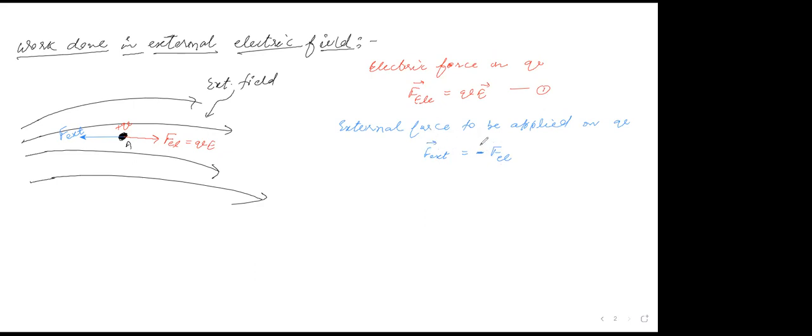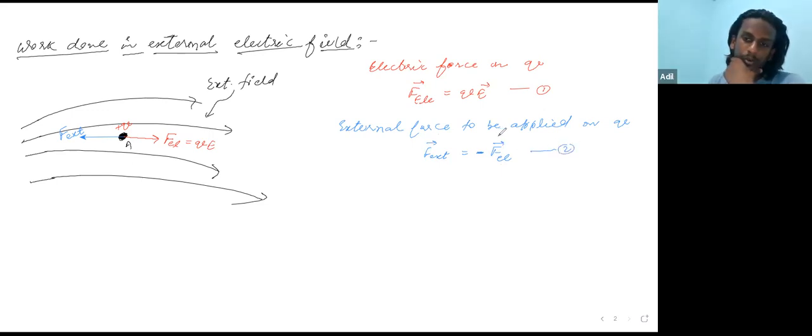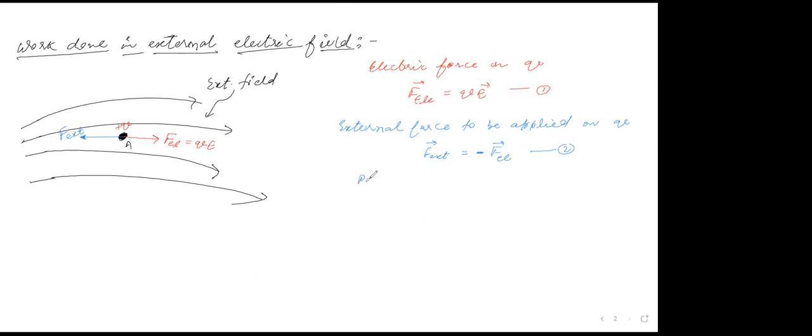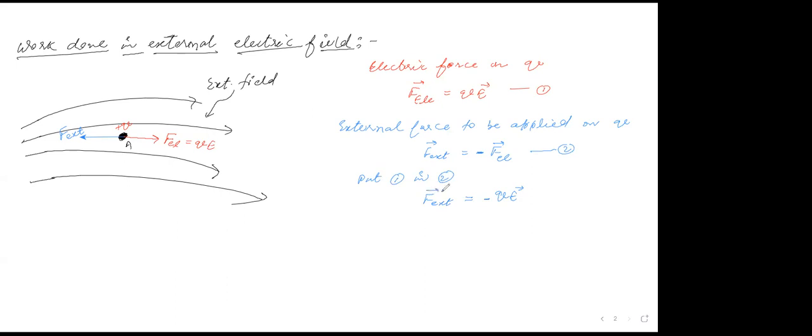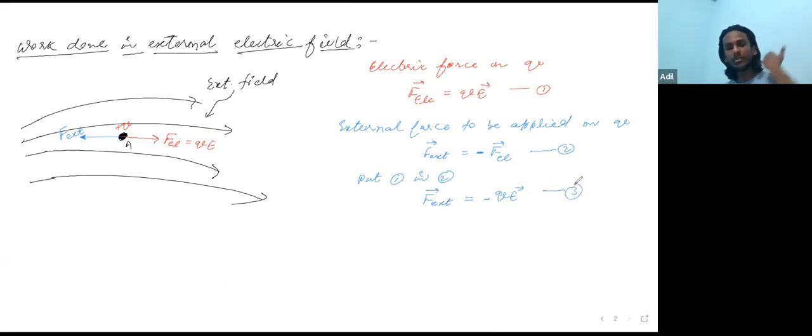Are you clear? So charge won't move, right? One second. Now we are going to place the value of F electric in equation 2 from equation 1. So you should write here, put 1 into 2. When you put 1 into 2, then you get F external is equal to minus of Q into E. This is your equation number 3.